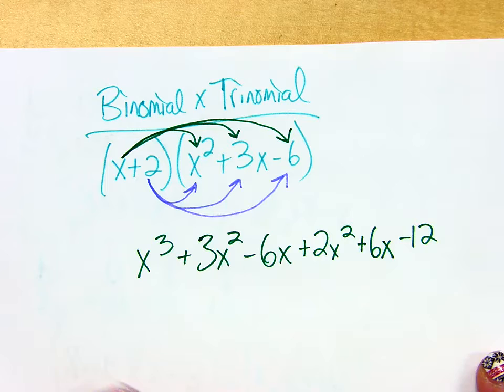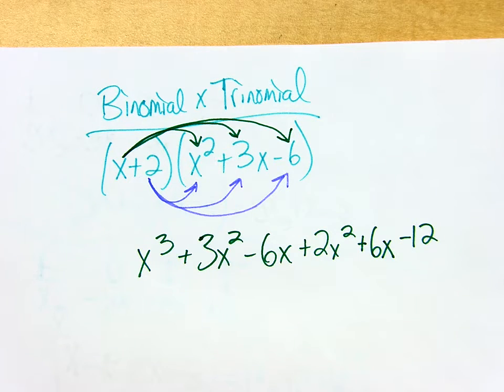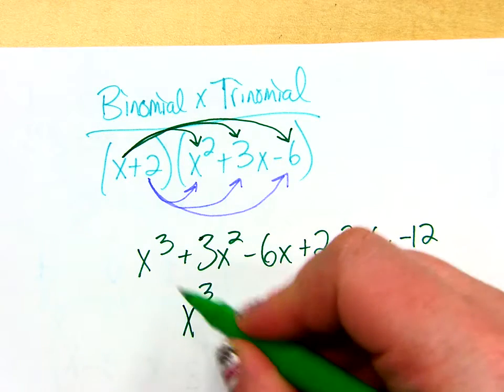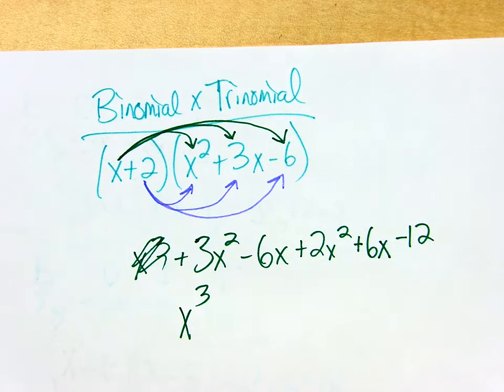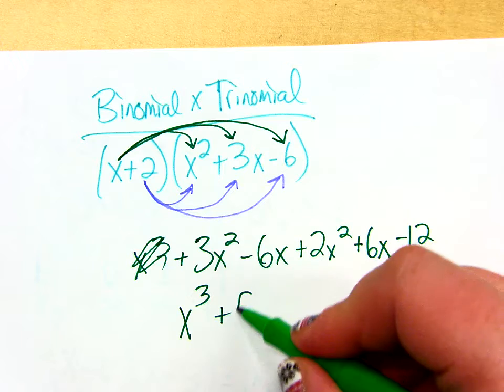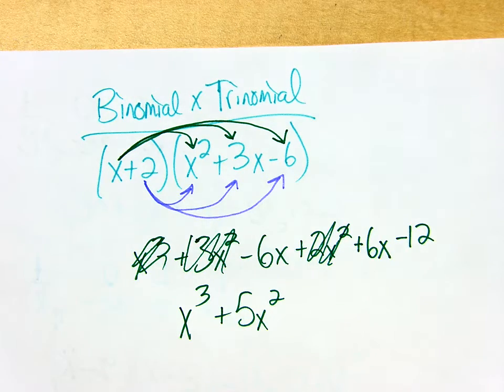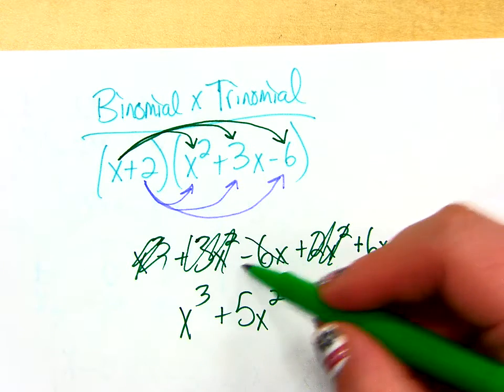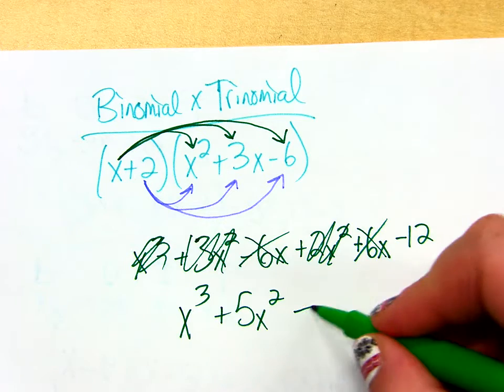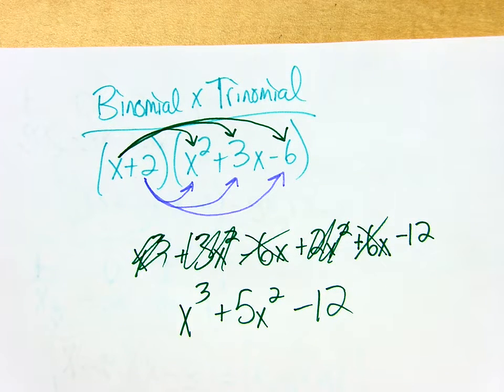Now I combine like terms. So let's start with the highest exponent on the x, which is to the third. There's only one of them. Done. X squared, what am I going to get? 5x squared, yep. Go down to x to the first. What do I get? They cancel out, right? Negative 6x plus 6x, it's gone. And then I just have the minus 12 at the end.